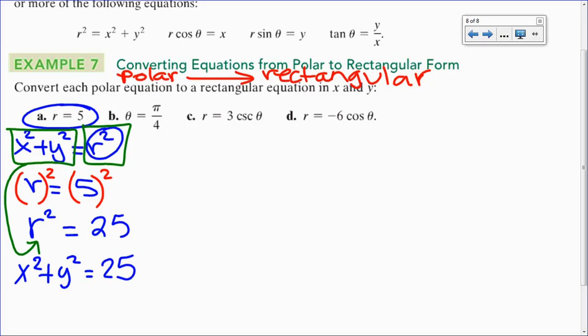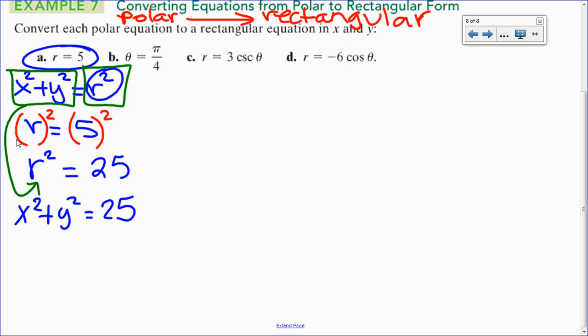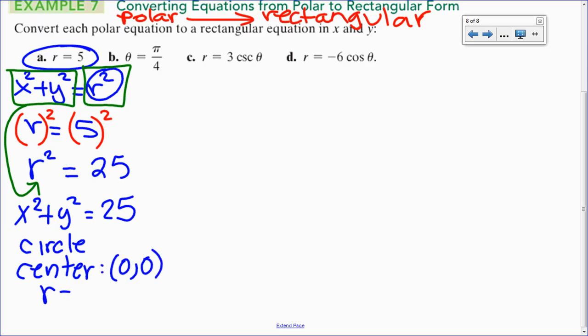And so I could tell you right now that that will be a circle. Where will the center be? At 0, 0. So this is a circle with the center at 0, 0. And what is the radius of the circle going to be? 5, right? The square root of 25. Now, let's think about it. This polar equation just says r equals 5.